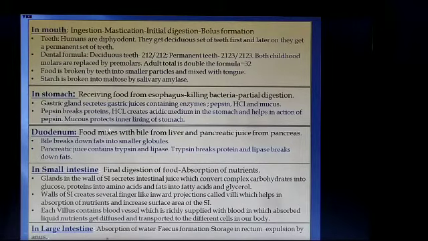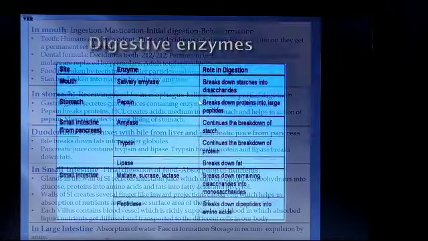So all the children at this age, you must learn how to take food, how to chew food, how to brush your teeth, and how to digest food properly, so that the entire body mechanism goes well and the food waste products are thrown out of the body properly.